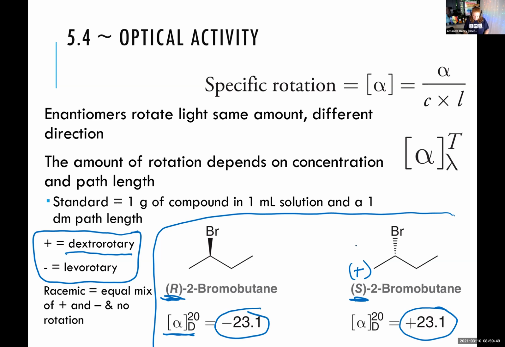So this can also be written as a little lowercase d. And then with the R, the R-2-bromobutane, because it's the negative one, we could have a little negative symbol here or a little L.